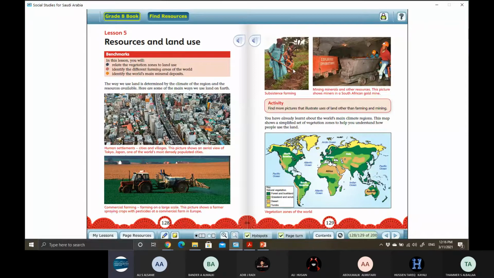That's one process of farming, and that's another process of farming. Of course, this one is more effective and also produces more than this one. But of course, it's about the machines used in the process itself. Here we have the mining of minerals and other resources. These pictures show miners in a South African gold mine. And just for your knowledge, Africa is well known for its minerals. So most of the minerals of planet Earth are located in the continent of Africa.